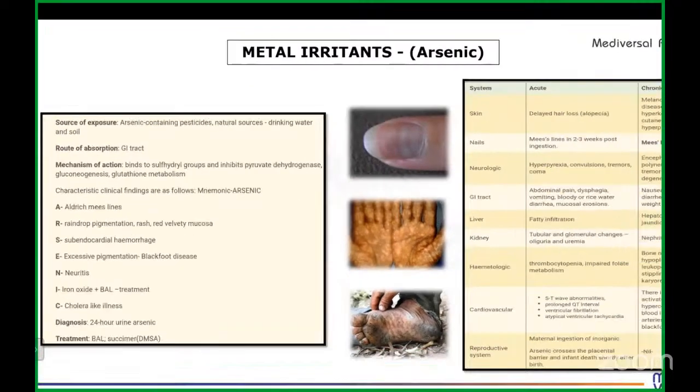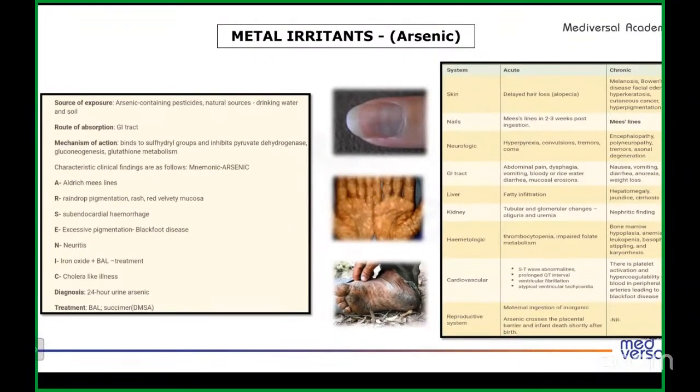Coming to irritants, we were initially doing corrosives, and after corrosives we come to irritants. In irritants, we have both forms of irritants. It can be metal irritants, non-metal irritants, plant irritants, or animal irritants. We begin with metal irritants.